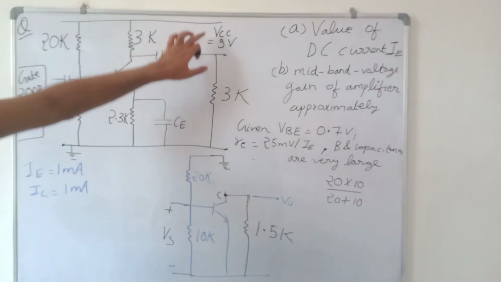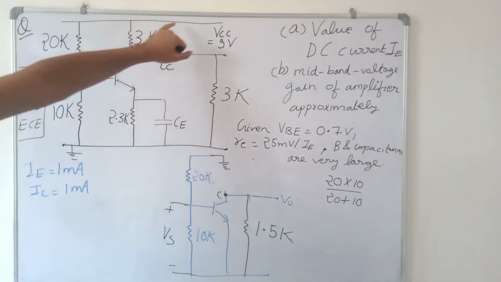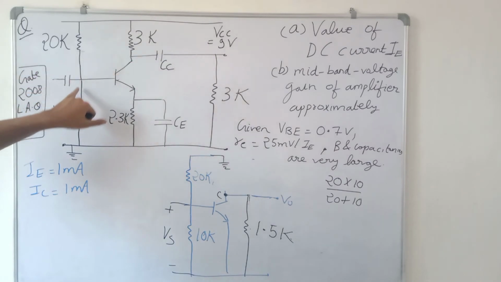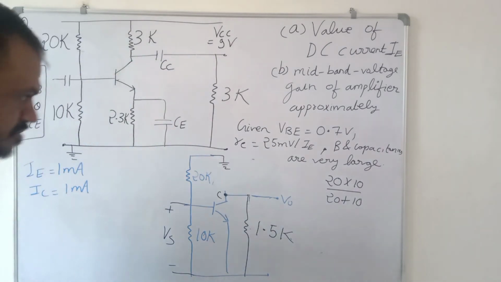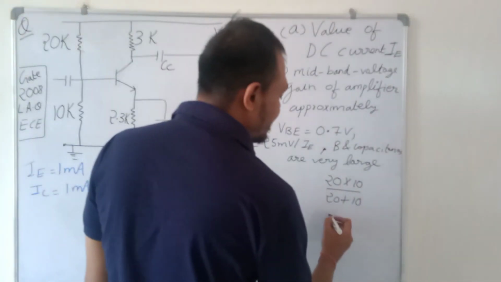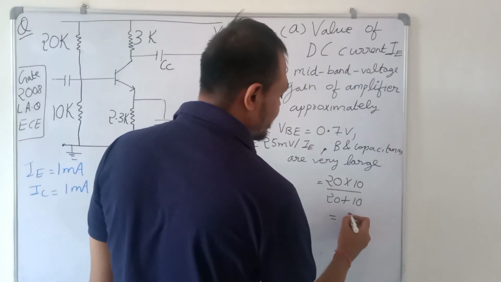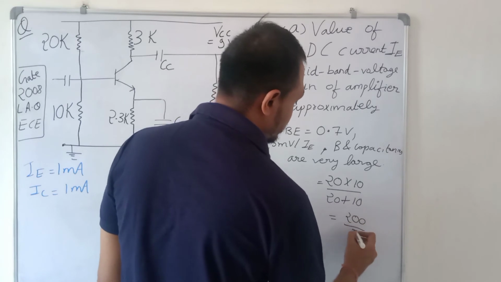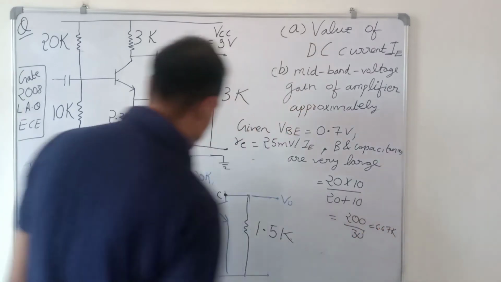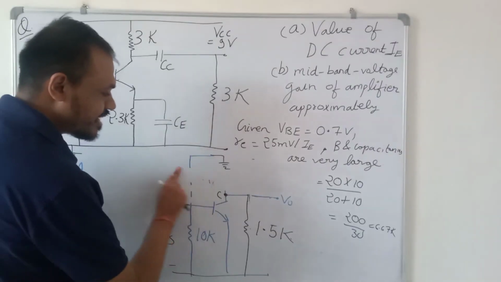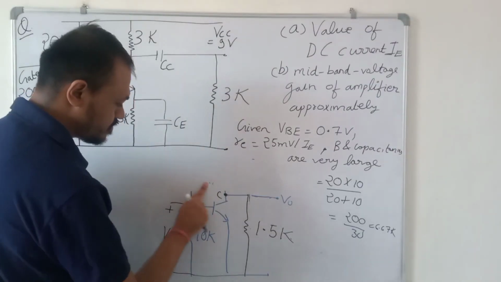Because we grounded the DC supply, this 20K resistor was between base and ground, and this 10K resistor is also between base and ground, because this is the base terminal. So they can be replaced by a single resistance. It will be equal to 200 upon 30, which is 6.67 kilo ohm. So I am replacing this by a single resistor of 6.67 kilo ohm.